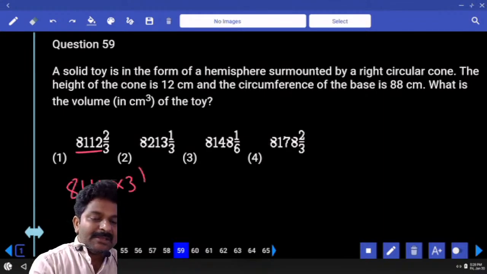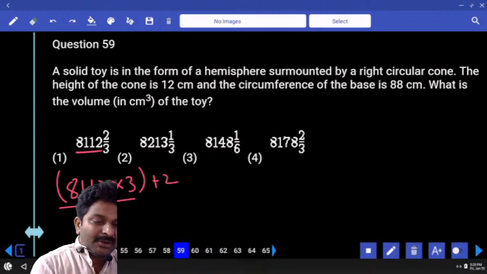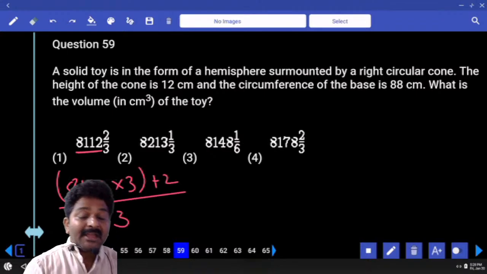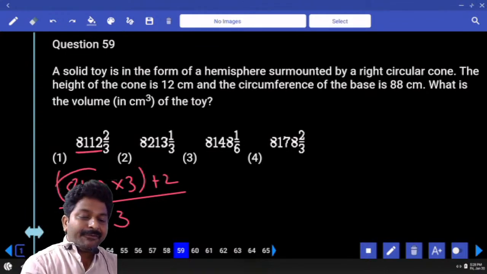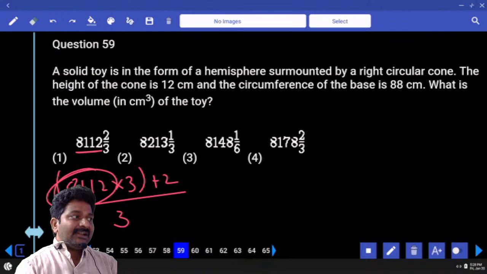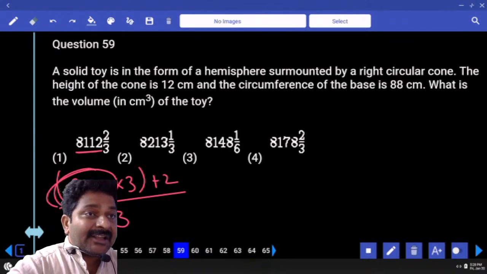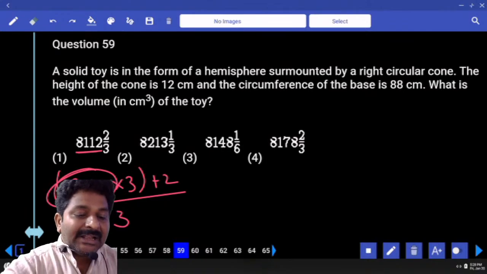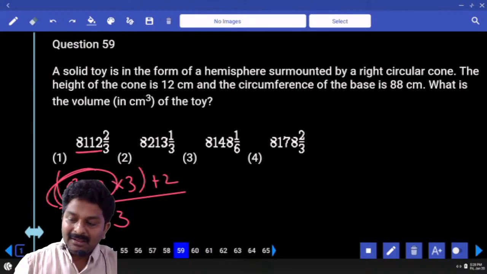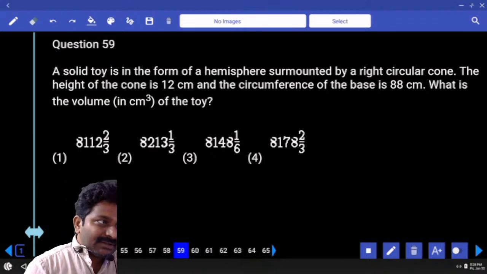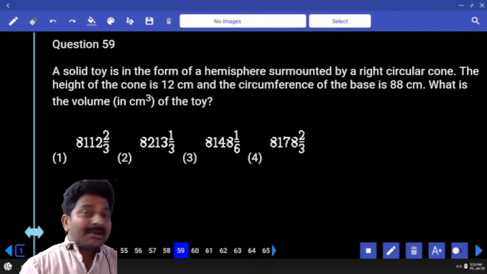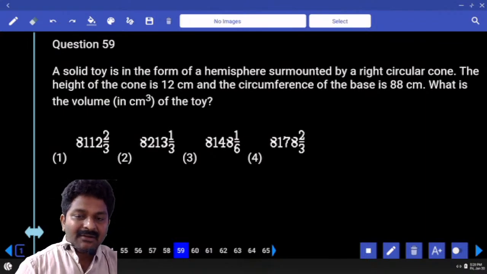8112 into 3 plus 2, that is a value that will come in the numerator, correct? Like that you need to verify it for 4 options. For a 4-digit number taking 3 times, will it take time or not? It will take definitely time. So verifying by multiplication is not suitable for this particular question because of the mixed fraction. So now let's do it.